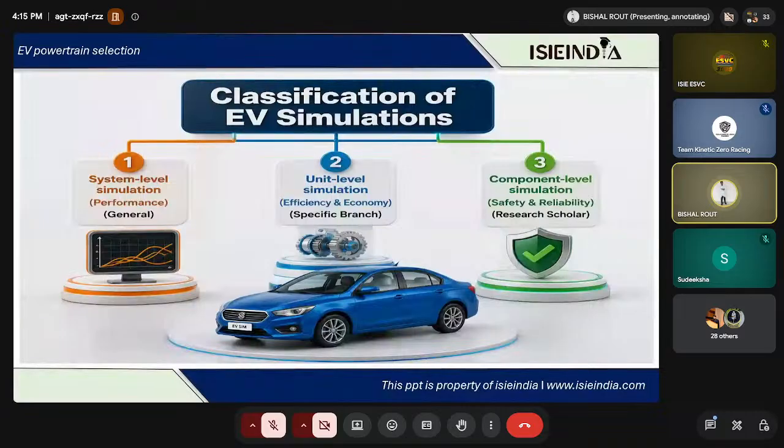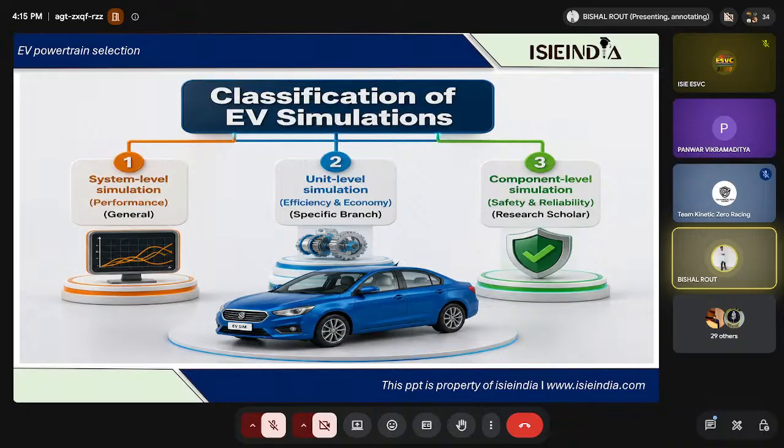A tool such as finite element electromagnetic simulation can therefore provide all this detailed information that a system level simulation never gives. And that is where component level simulation comes into action, right?